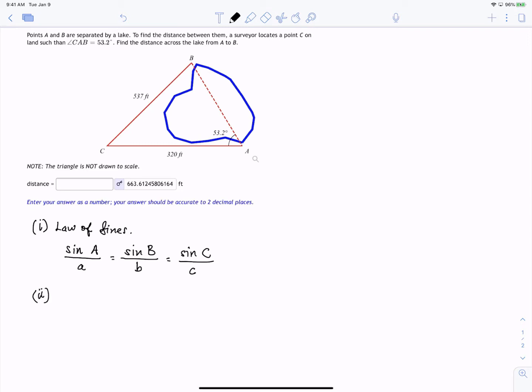Okay, so the second part here is notice they give you the opposite side of B and the opposite side of A. But in order to find this edge here from A to B, I would need to know this angle opposite from it, right? So we can always call that angle C, and this would be the edge, little c, in our formula of the law of sines. So let's go ahead and do that.